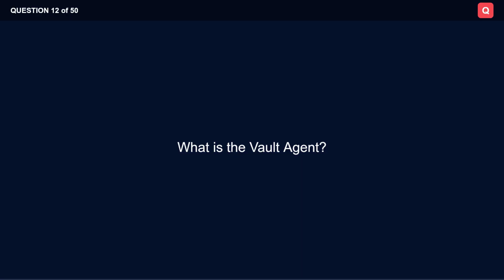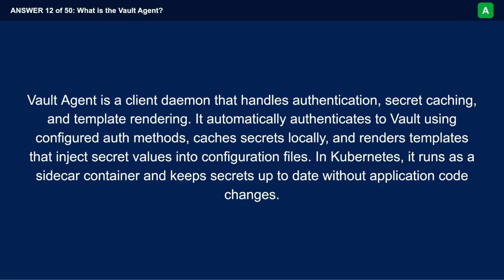What is the Vault agent? Vault Agent is a client daemon that handles authentication, secret caching, and template rendering. It automatically authenticates to Vault using configured auth methods, caches secrets locally, and renders templates that inject secret values into configuration files. In Kubernetes, it runs as a sidecar container and keeps secrets up to date without application code changes.